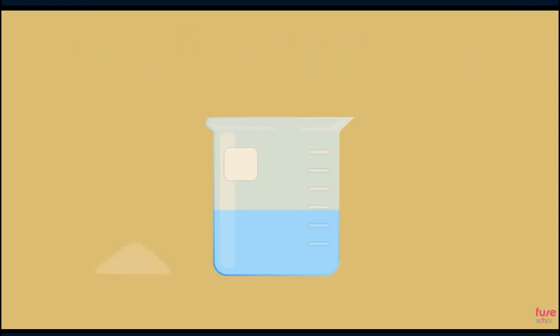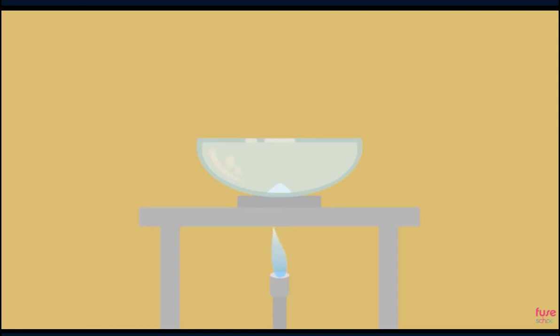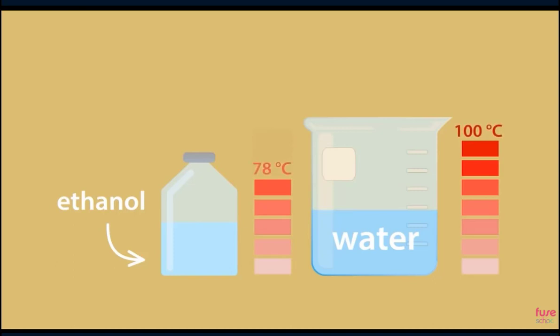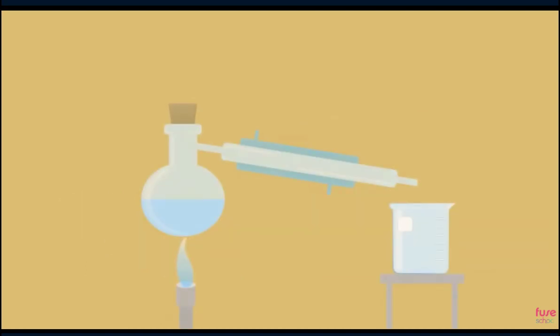To separate dissolved salt from water, we would simply evaporate as much water as possible, leaving behind white salt crystals. The separation technique is known as evaporation. To separate ethanol from water, we must take into account the fact that these substances have very different boiling points. Water boils at 100 degrees Celsius, whereas ethanol boils at 78 degrees Celsius. This mixture can be separated by simple distillation.